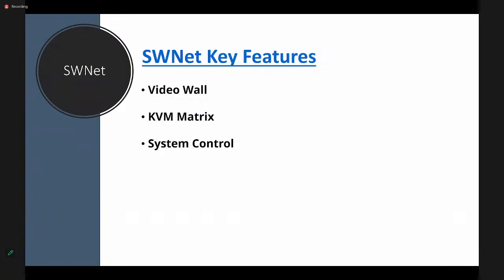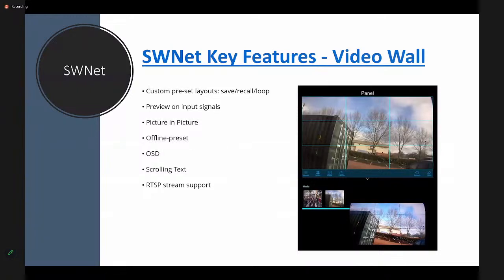The three main key features are the video wall, the KVM, and the system control. When it comes to the video wall, this is a very basic example that you can see on the right. It's a very basic 3x3. You have your media at the bottom, so you can put these on the screen anywhere. You can click and drag them around. And picture in picture, like I said, you can customize however you want, put it wherever you want, and do whatever you want with the inputs you're putting on screen.